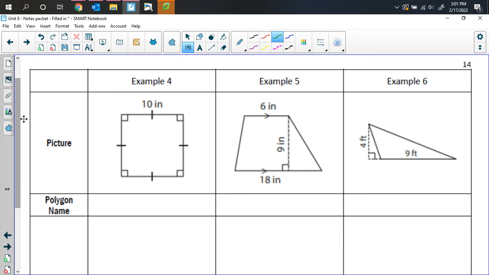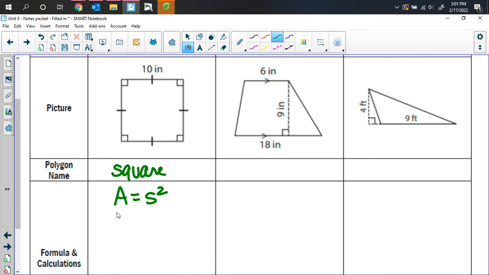On page 14, example number 4, here we have a square. So my formula is A equals S squared, S representing one of the sides, and my side here is actually 10, so I'm going to do 10 squared. Squared just means you're multiplying the number by itself, so 10 times 10 is 100. We're going to get inches squared as our label then.